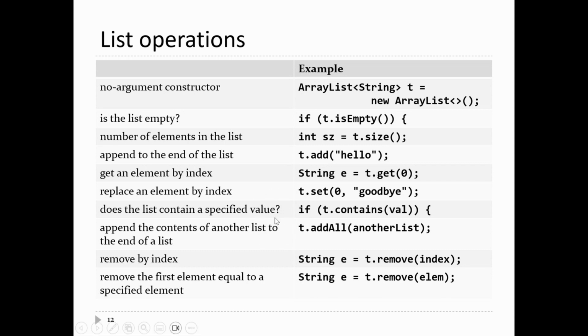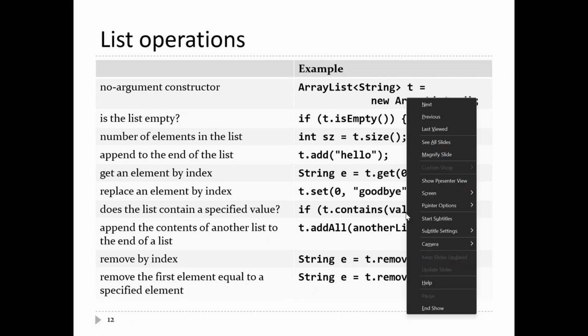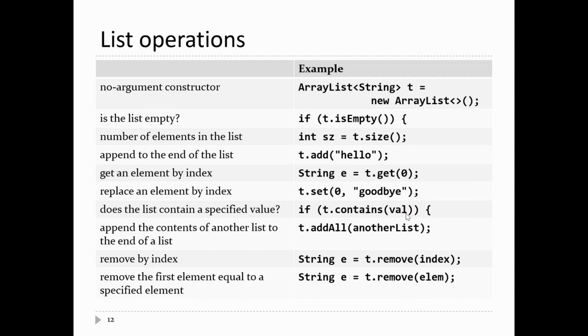Can you search a list? Yeah. So searching a list is the contains method. So t.contains(val) searches the list for an object equal to val. So in other words, it looks at every element in the list and uses the equals method, val.equals(the current element in the list). If it's true, then contains returns true. If it's false, then contains returns false. If it processes all the elements in the list and does not find a matching value, then it returns false.